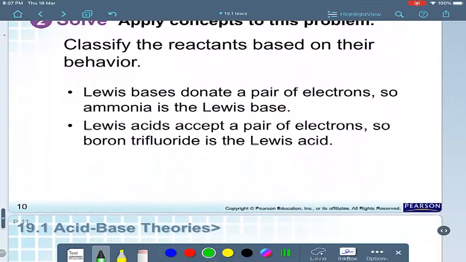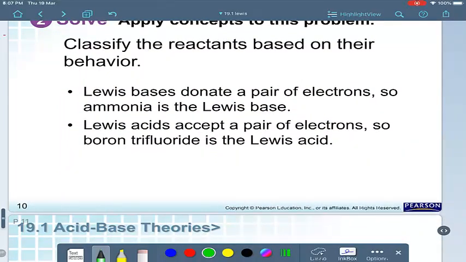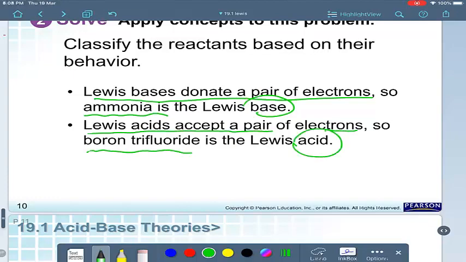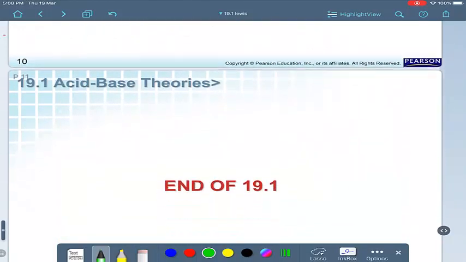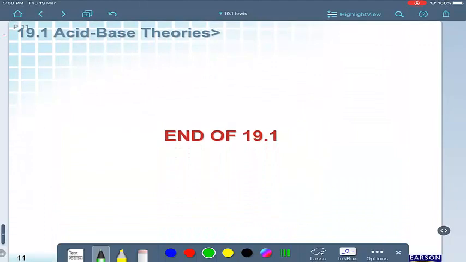And now we can identify, like this example, a Lewis base donates a pair of electrons, so ammonia in this case is a base. Lewis acids accept a pair of electrons, so boron trifluoride is an acid. And this is the meaning, and this is the end of our lesson today.